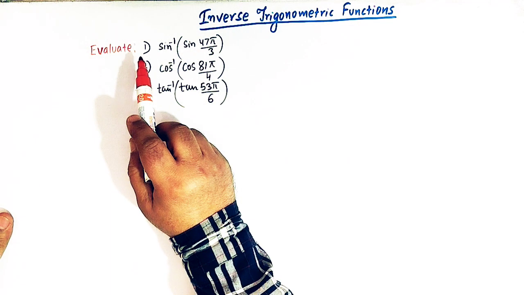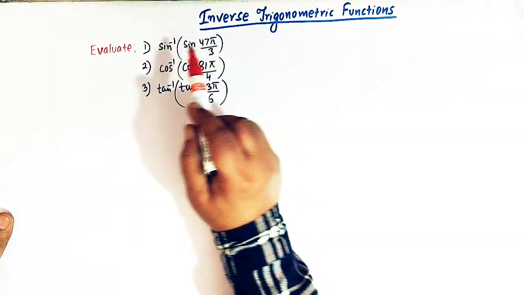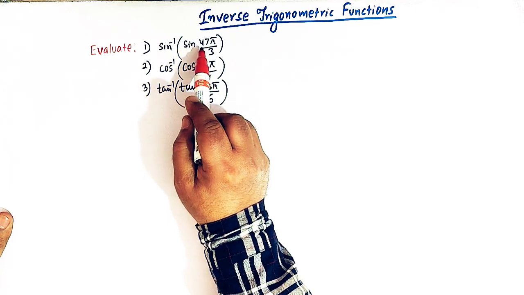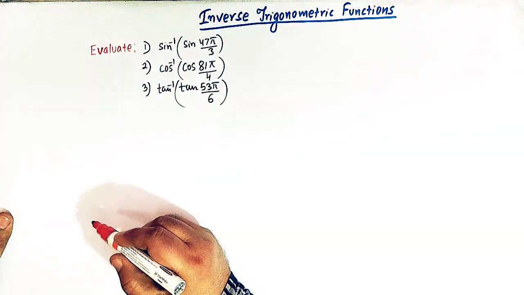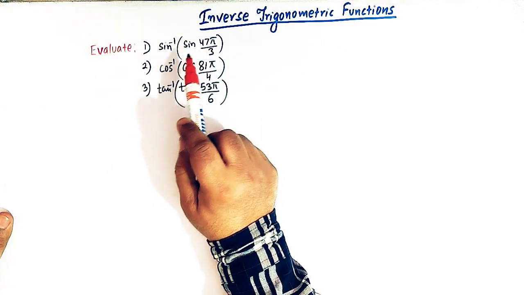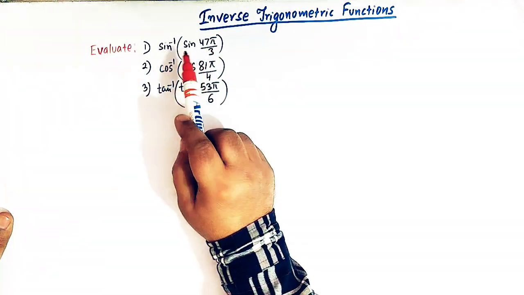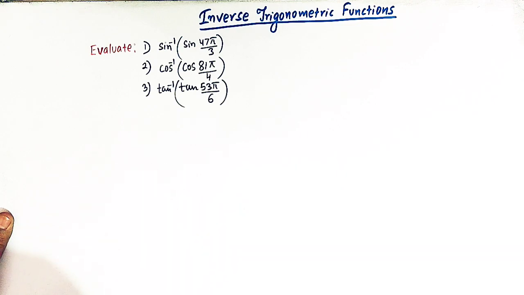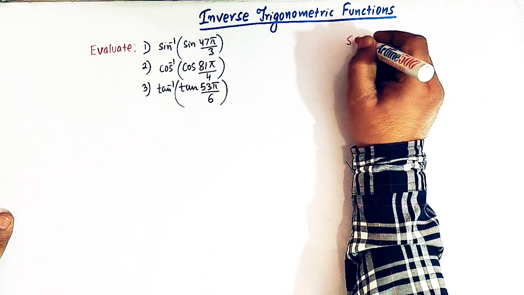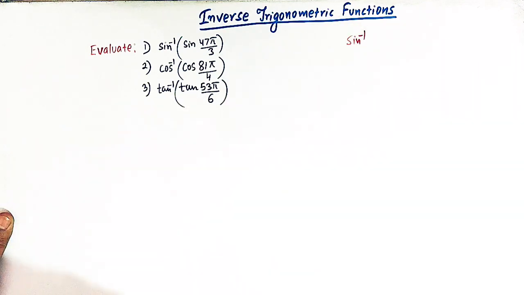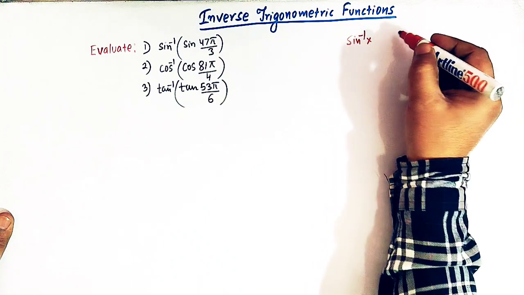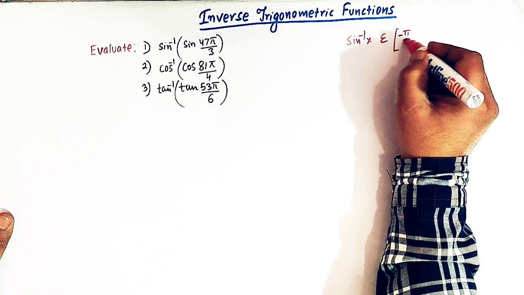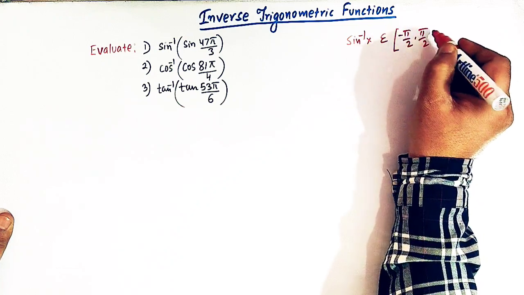Let us take problem number one. Here we have to find the value of sine inverse of sine 47 pi over 3. Before finding the value of this expression, let us see the principal value branch of the sine inverse function. The principal branch of sine inverse is given by the interval from minus pi by 2 to pi by 2.